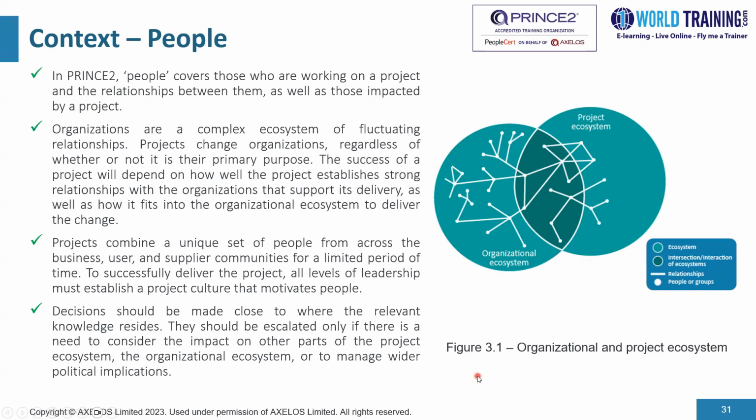So here we have a figure on the right side, which represents the organizational and project ecosystems. So the green shaded circles are the ecosystems, and the slightly darker green intersection between these two circles is the intersection of the project ecosystem and the organizational ecosystem. The straight lines are the relationships, and the dotted ones are the people. So when you look into this particular diagram, we have people in the organizational ecosystem, and we have people in the project ecosystem.